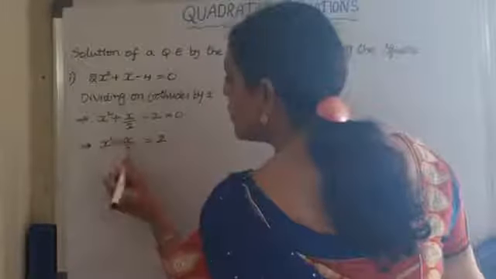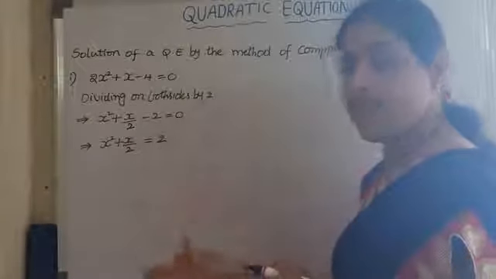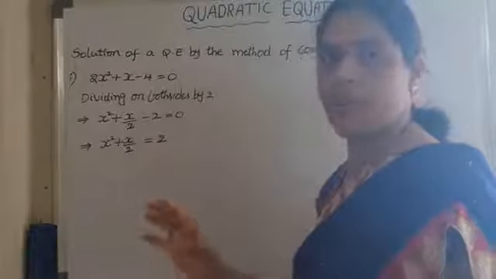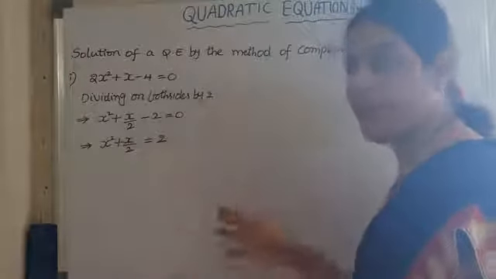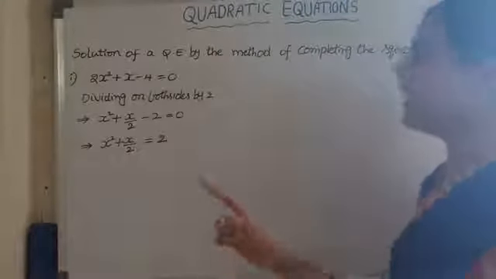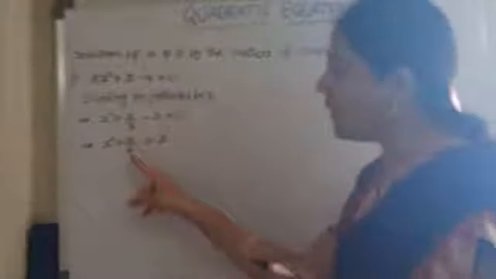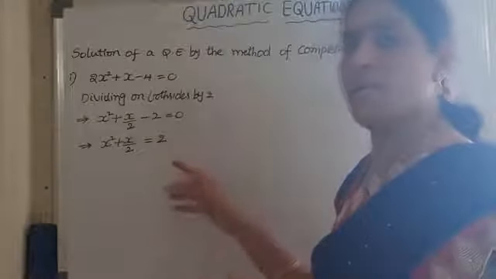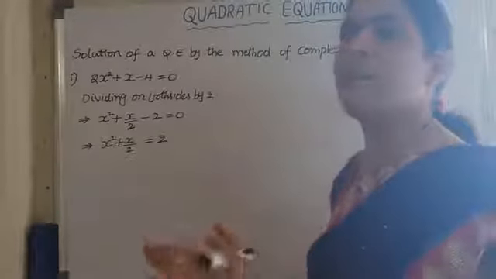Next, observe the coefficient of x here. What is the coefficient of x here? 1 by 2. Half of that one. That should be reduced to half. How? 1 by 2, reducing to half means 1 by 2 into 1 by 2, that is 1 by 4. Squaring that one, 1 by 4 whole square, and adding that on both sides. So what should be added? The coefficient of x is 1 by 2, half of it is 1 by 4, and square that, 1 by 4 whole square. That term should be added on both sides.